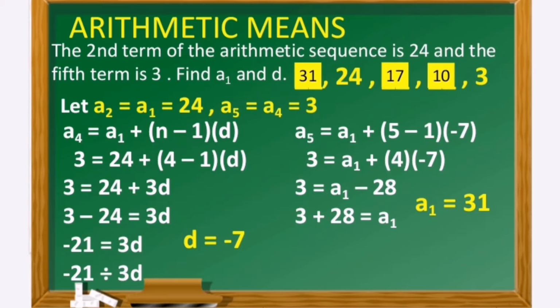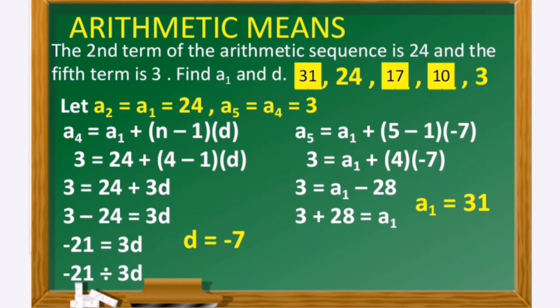Now that we have the common difference of negative 7, we are now ready to substitute that in the same formula in order for us to get the a sub 1. This time, the original a sub 1. So, we may use and substitute the following given. A sub 5 is equal to a sub 1 plus the quantity of 5 minus 1 times negative 7.